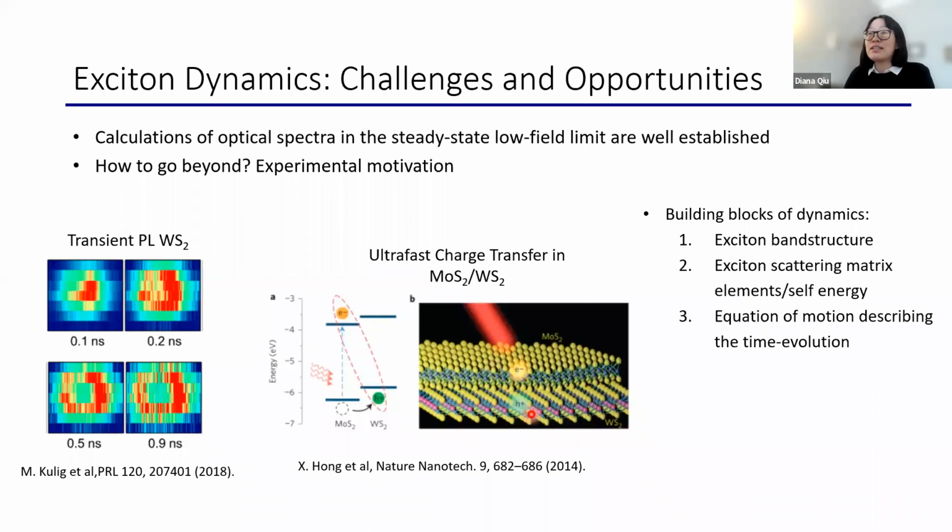So when it comes to understanding dynamical processes, we're going to need a couple of basic building blocks. So first of all, we need the exciton band structure in order to capture the entire phase space of momentum conserving scattering processes. Then we need some description of the relevant scattering matrix elements, or self-energy. And we also need some sort of equation of motion describing the time evolution.